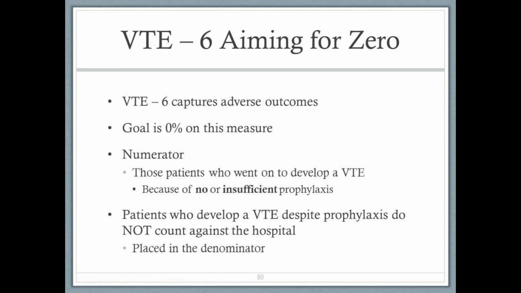The numerator, those patients who went on to develop VTE because of no or insufficient prophylaxis. However, in reality, the measure captures those patients who do not get prophylaxis in the numerator. Patients who develop a VTE despite prophylaxis do not count against the hospital. If they had the right prophylaxis, they're still put in the denominator, and they're not going to count adversely against the hospital.